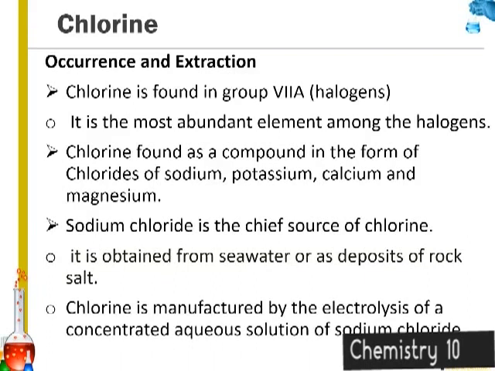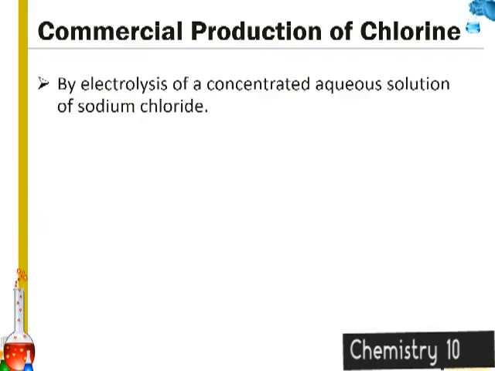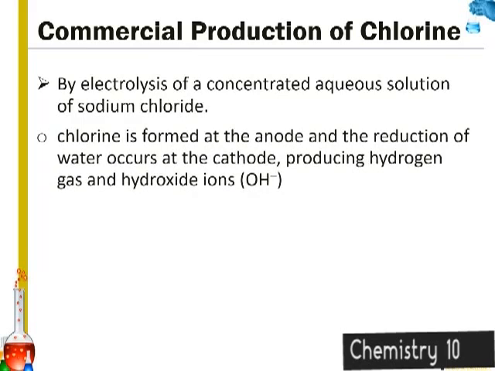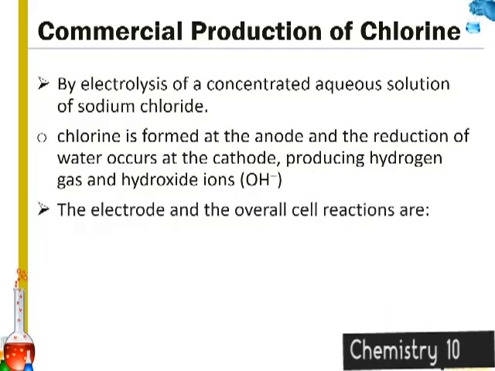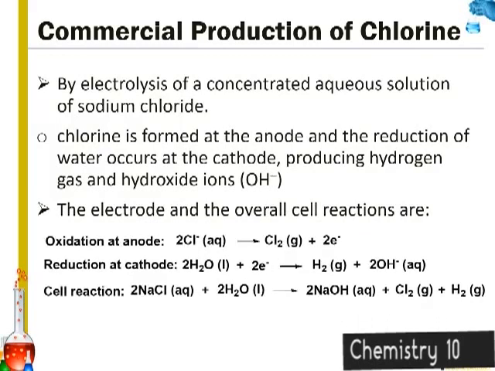Chlorine is manufactured by the electrolysis of concentrated aqueous solution of sodium chloride, or brine. As we saw before in Unit 3, we are able to produce chlorine through the electrolysis of concentrated brine. Chlorine is formed at the anode and the reduction of water occurs at the cathode, producing hydrogen gas and hydroxide ions. The electrode and the overall cell reactions are oxidation of chlorine to chlorine gas at the anode and reduction at the cathode.